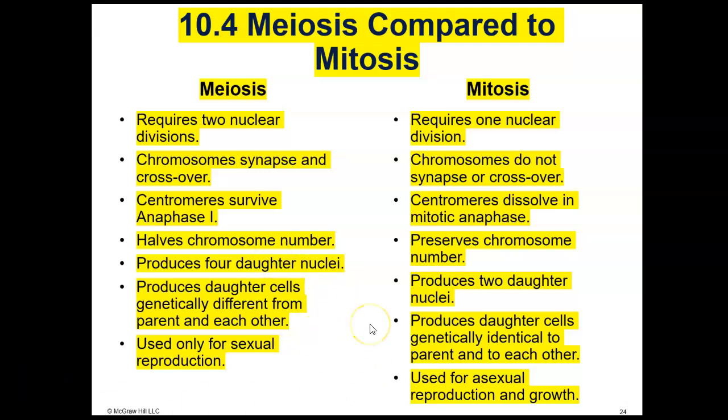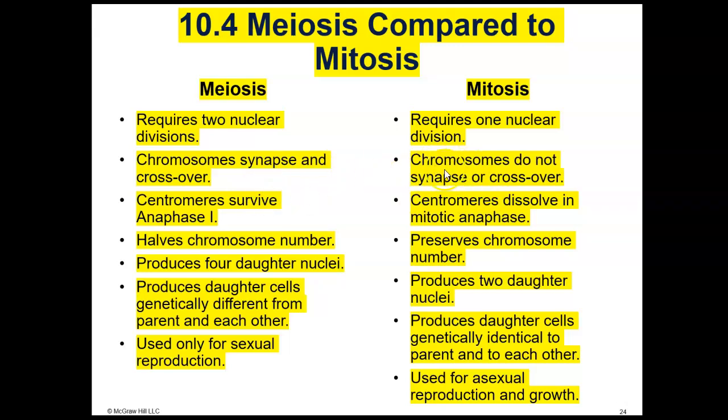Okay, so we are in part 3 of chapter 10, and we're looking at comparing meiosis and mitosis. There are 2 divisions in meiosis, only 1 in mitosis. In meiosis, we do have synapsis and crossover that occur during prophase 1, but we don't have any synapsing or crossing over in mitosis. Remember that synapsis is when the homologous pairs find each other and pair up.